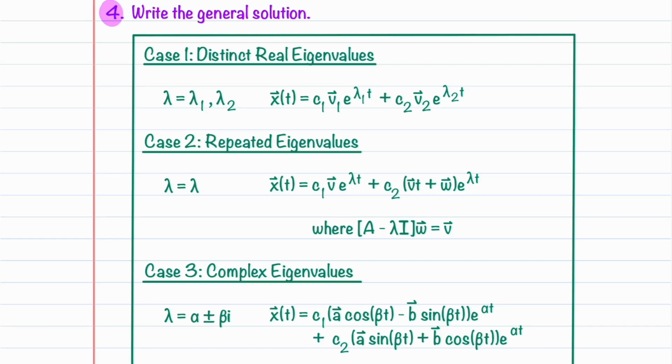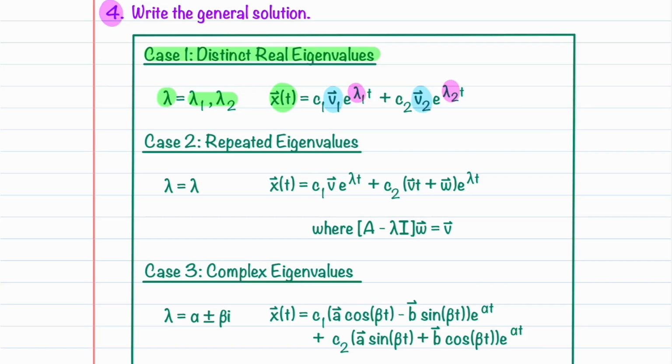Let's look at the solution for case 1, where our eigenvalues are distinct real eigenvalues. So we're going to let lambda equal lambda 1 and lambda 2. Our solution then looks like this. Our v's are our eigenvectors, and then our lambdas are up in the exponent.